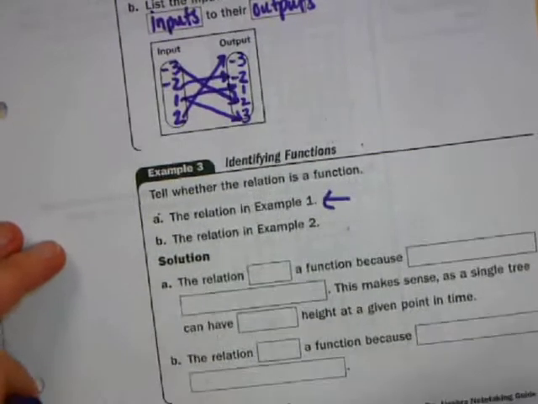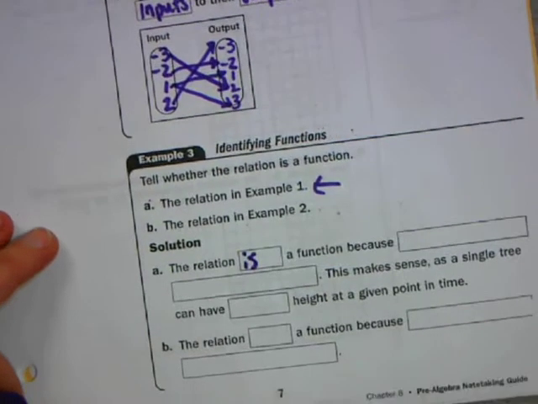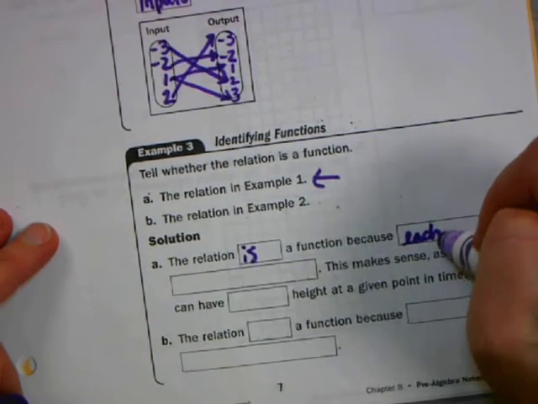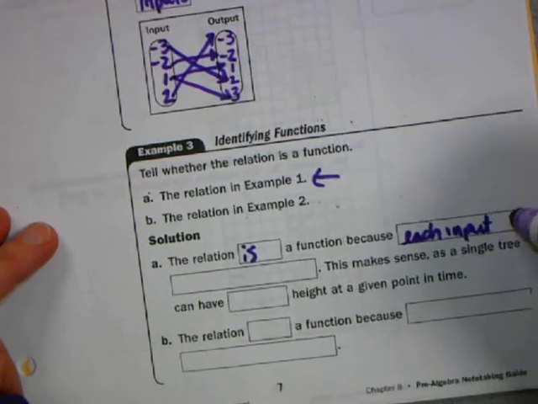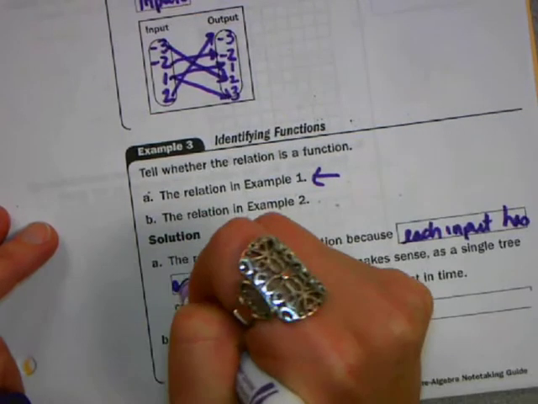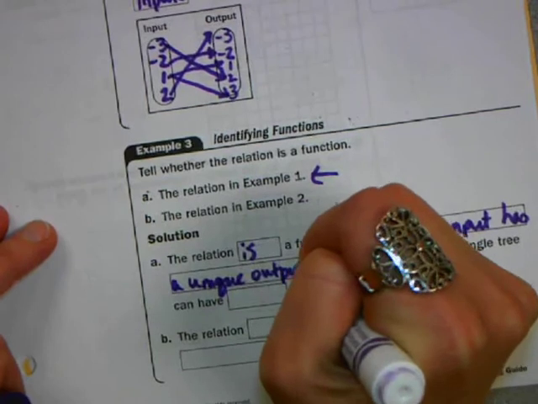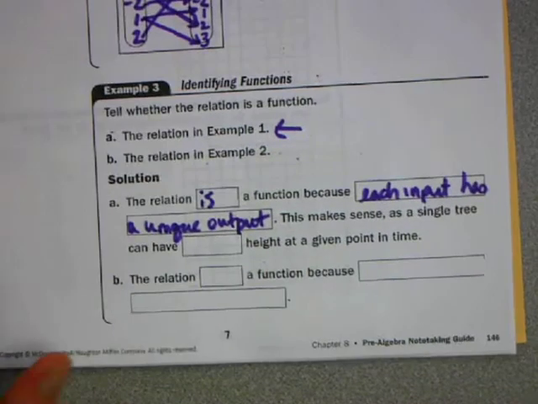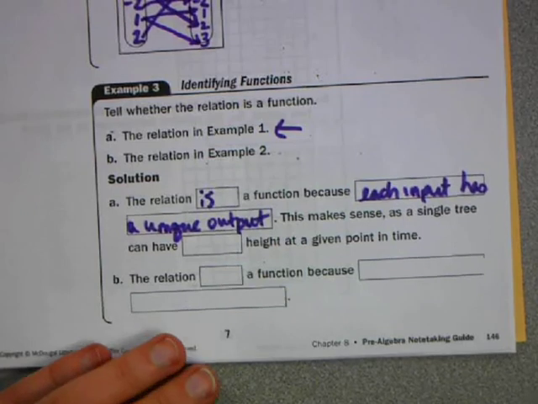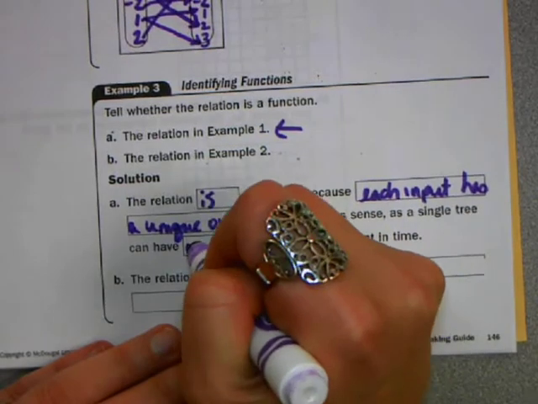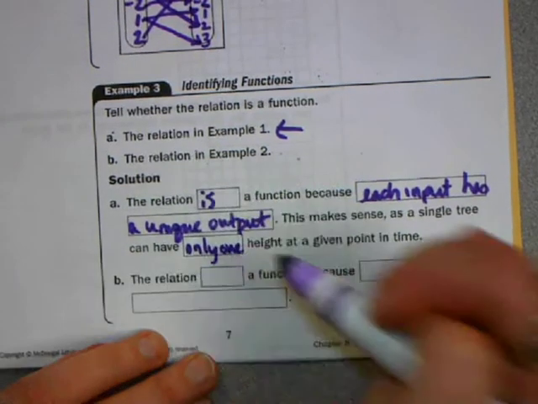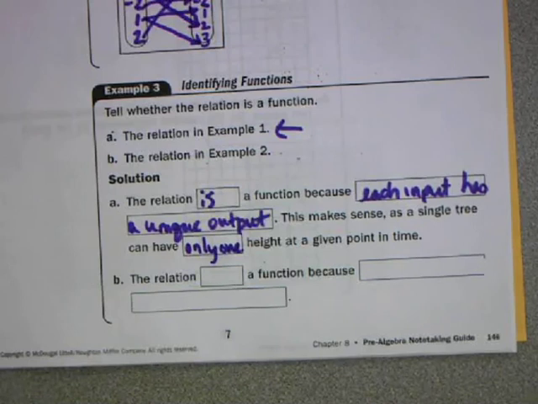So we would say the relation is a function because each input has a unique output. We can't say because X doesn't repeat. That's my little cheat step. This makes sense as a single tree can have only one height at any given point in time.